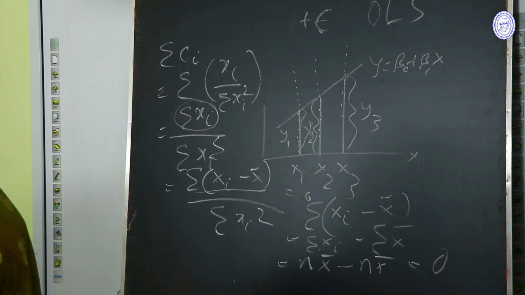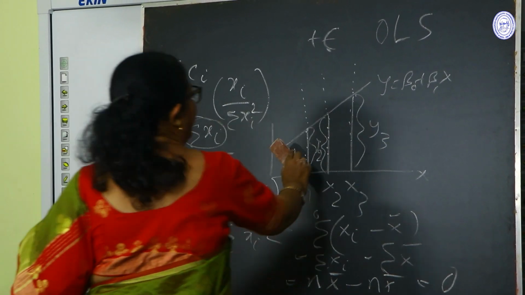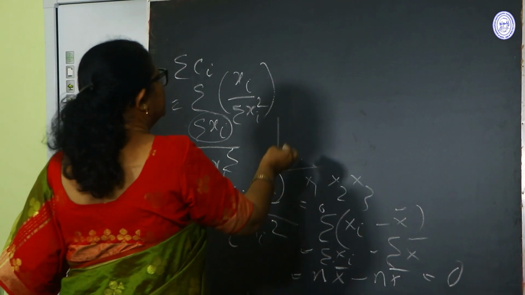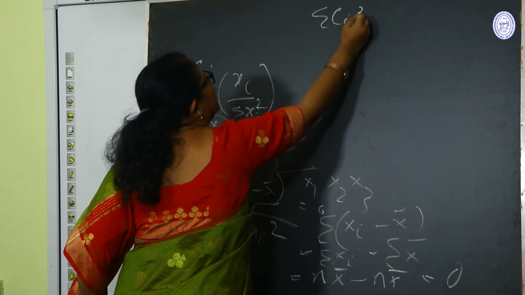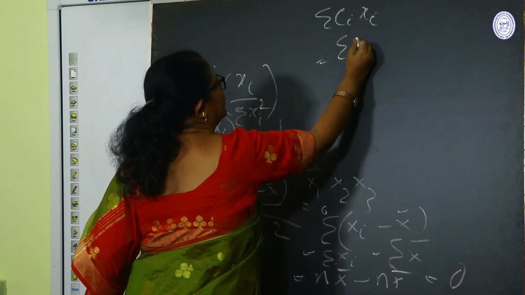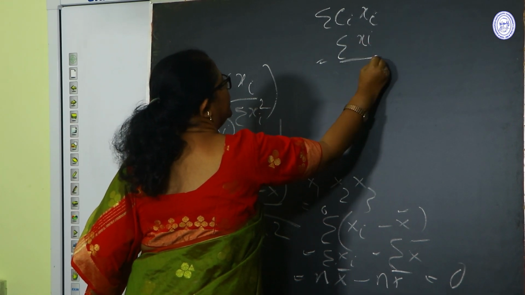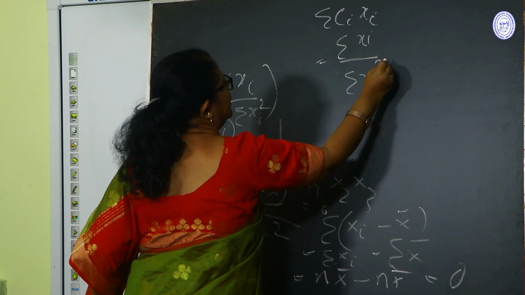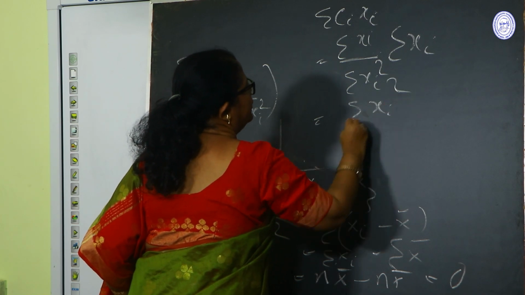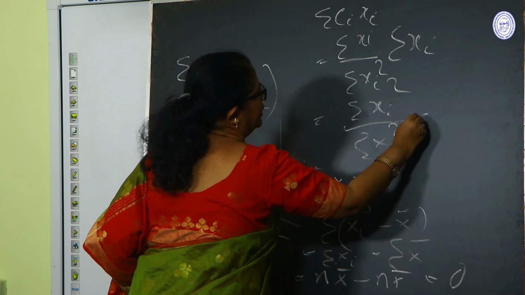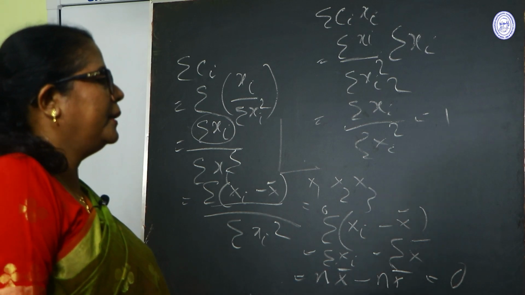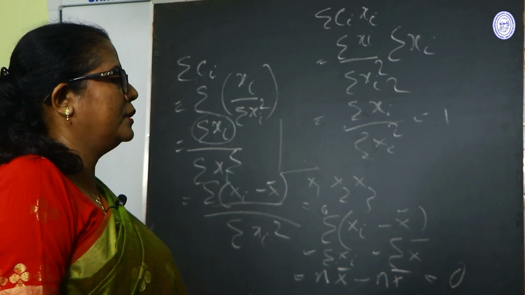And then summation Ci xi will be equal to 1. How can we prove that summation Ci xi will be equal to 1? Summation Ci xi will be equal to summation xi divided by summation xi square into summation xi. That means summation xi square divided by summation xi square, that is equal to 1. So, putting these values in this equation, we get beta 0 into 0 plus beta 1 into 1, that means equal to beta 1.